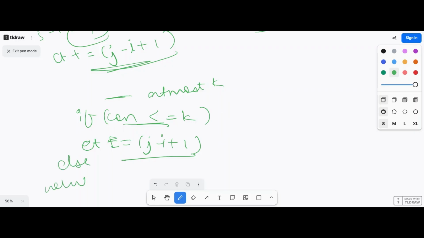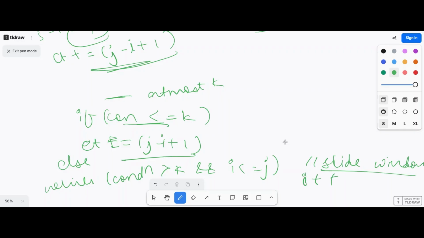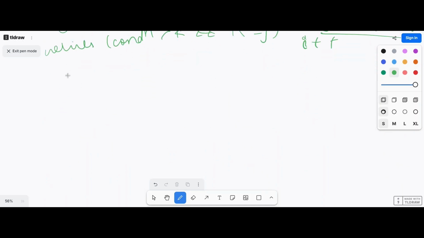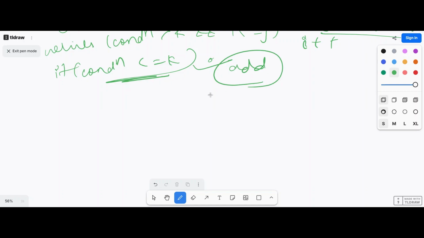Otherwise, while that condition becomes greater than k, so while that condition is not satisfying and i is less than or equal to j, we will slide the window. So we will do the opposite of calculation. As of now, we will do just i plus plus, and we will do count minus equal to whatever counts we have added. We'll subtract from this point. After coming out of the while loop, we will again check if the condition has become less than or equal to k. If it is again satisfying, then we will add the counts, otherwise not. So this is the basic template which we follow.